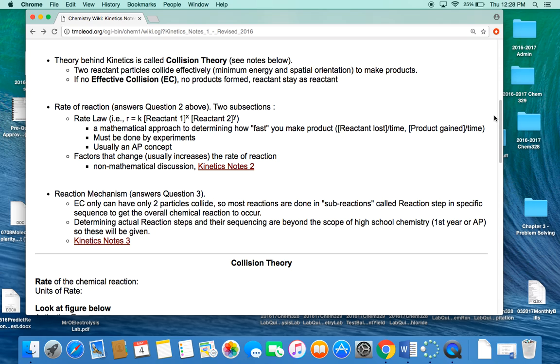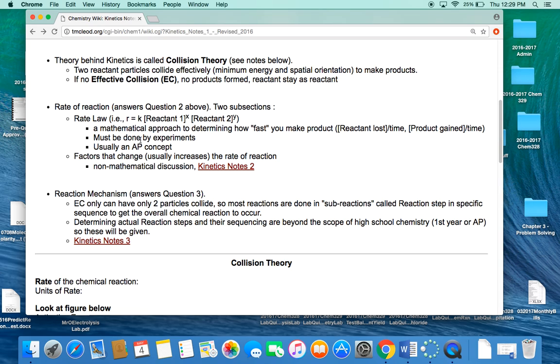In general, only two things can collide and make an effective collision. On the outside, maybe three. But statistically, anything more in the reaction can't happen fast enough. That leads us to the two major concepts of kinetics: how fast a reaction goes, called the rate of reaction, and how the reaction is actually made, which is called the reaction mechanism.